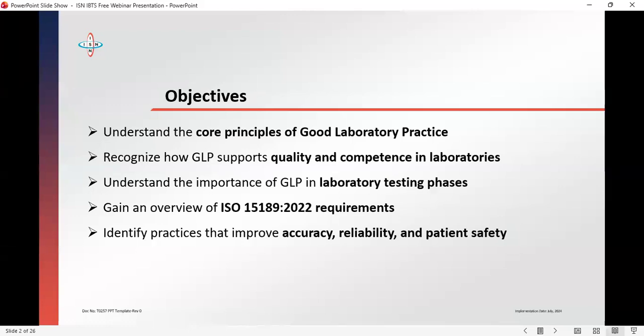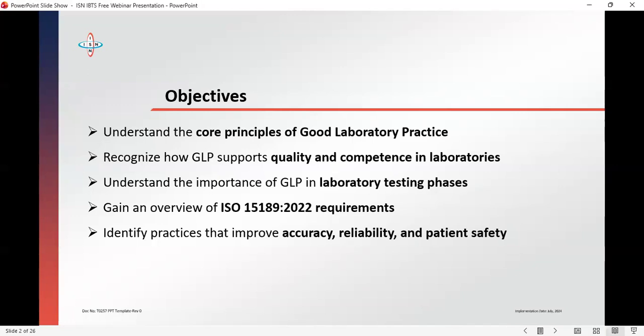As we go ahead with this session, you will begin to understand all of this, and that is exactly where good laboratory practice comes into place. That's what we want to target today, and also in our subsequent trainings in the ISN Biomedical Training School. So what do we aim to achieve today? We want to make sure we understand the core principles of good laboratory practice. We also want to recognize how good laboratory practice supports quality and competence in our laboratories.